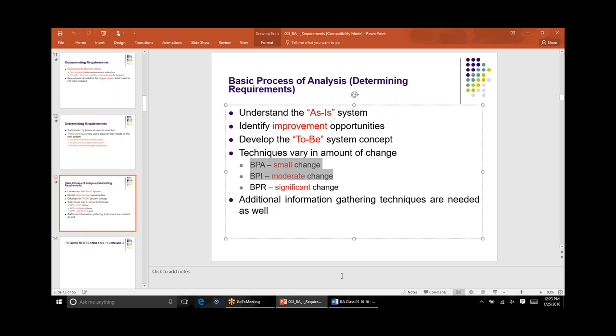When we talk about business process automation, we are talking about small changes in the current state. When we talk about business process improvement, we are talking about moderate change. And in the case of business process reengineering, we are talking about significant changes. That is the differentiation between the three.